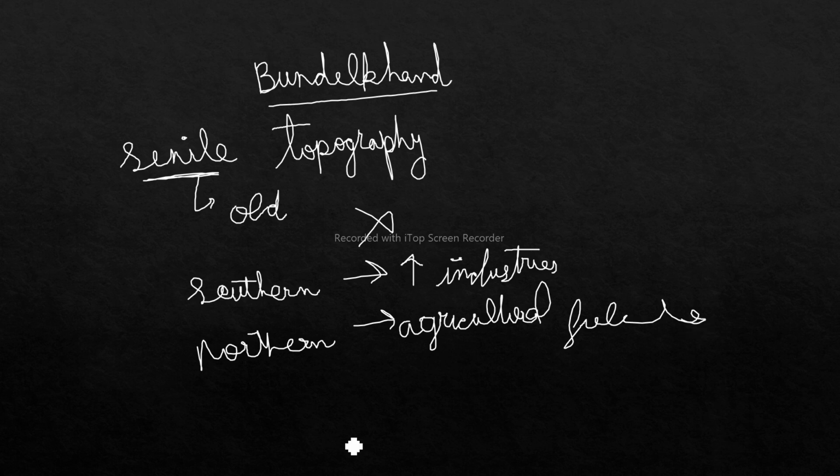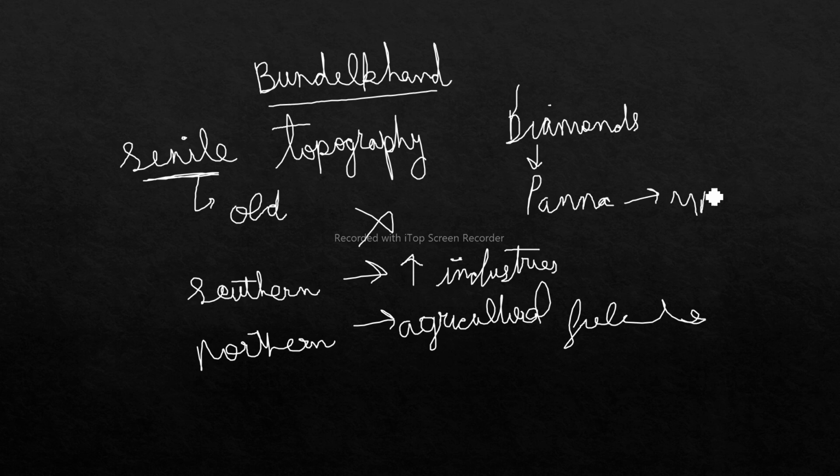Also, when I'm talking about the Bundelkhand region, diamonds are something that is found in this region. And when I'm talking about diamonds, the most important one is Panna, and we all know where Panna is, the very famous Panna Tiger Reserve. It is in Madhya Pradesh, MP. So in MP, diamond mining areas are there.